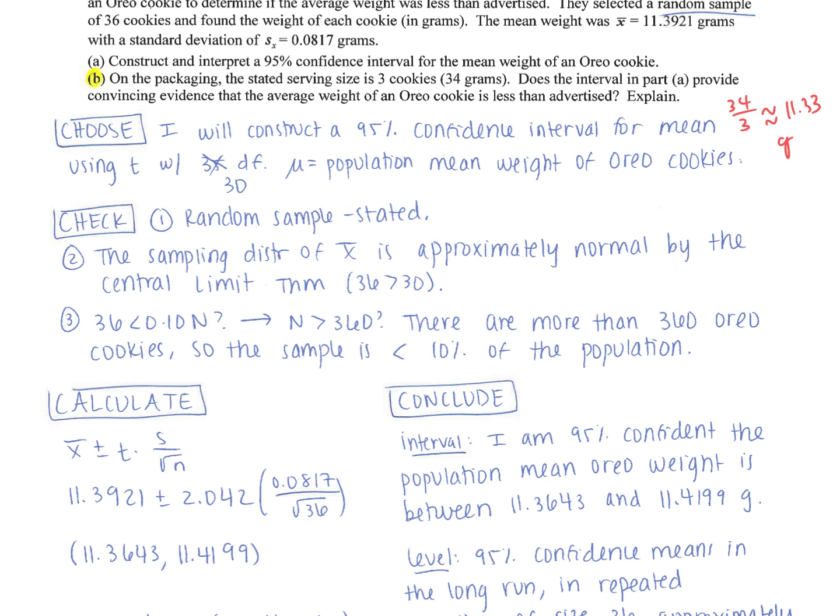No, in fact, what does our interval give us evidence of? That's more. Yeah, the entire interval is above 11.33. So that would actually provide us evidence that the mean weight of the cookies might be above what was advertised.